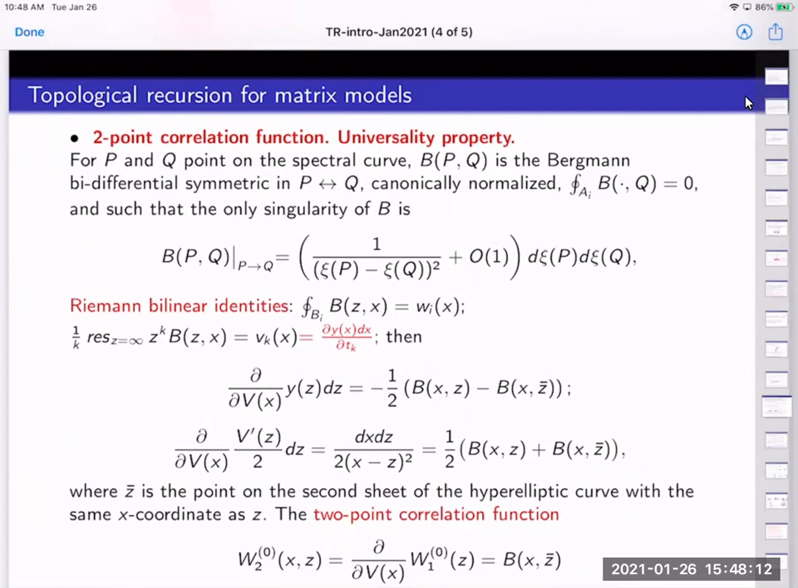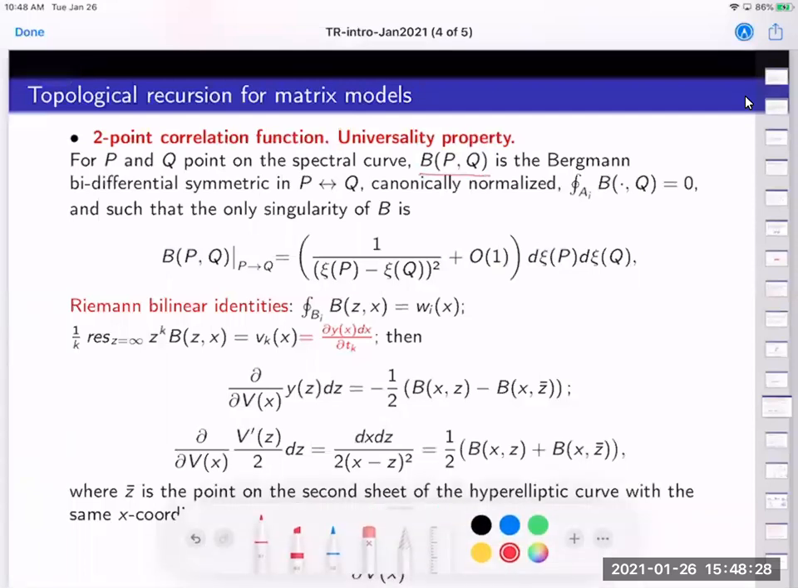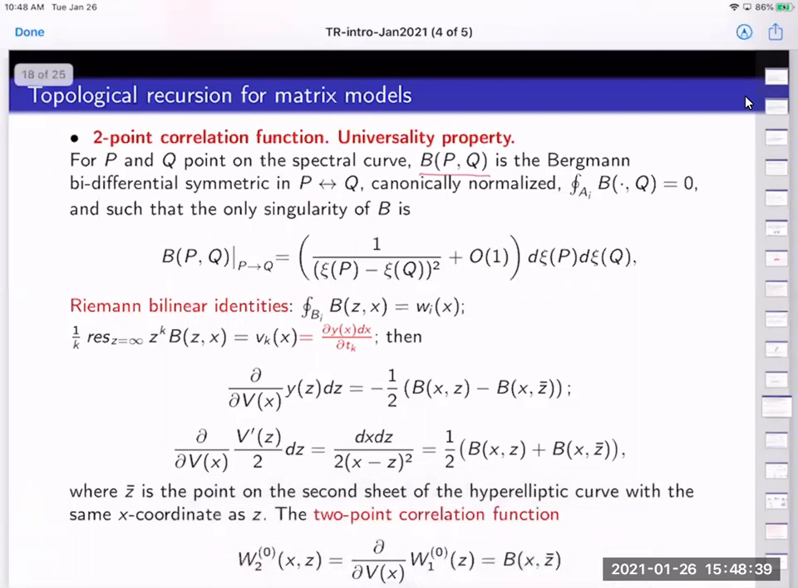So now, the universality property of the two-point correlation function. First of all, I introduce some notions. If we have two points on the spectral curve, let's consider a special bidifferential. We call it, again, it's just a theorem that nothing is called by the name of the person who invented it. So basically we call it abusively the Bergman bidifferential.